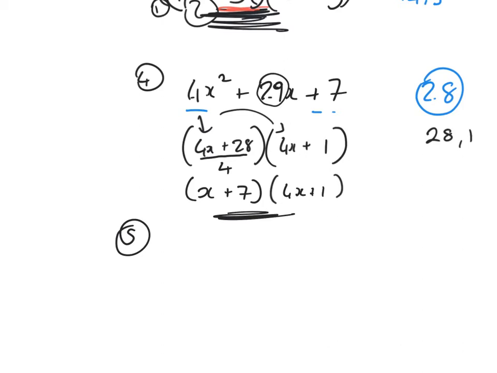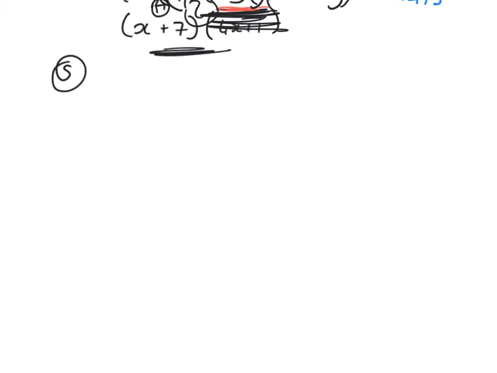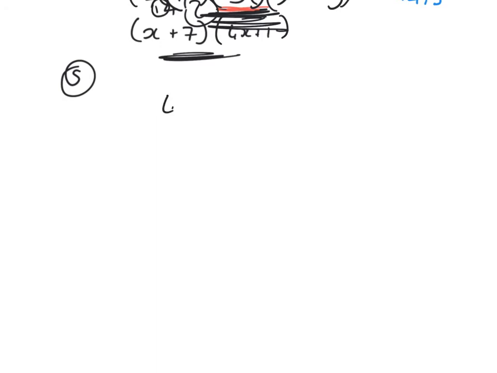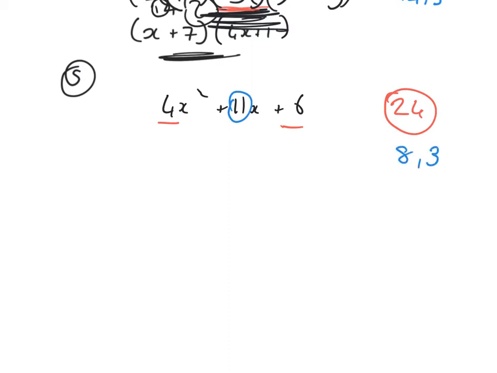Let's take down example 5. Example 5, we've got 4x squared plus 11x plus 6. 4 times 6 is 24. Two numbers that multiply to give 24 and add together to give 11. Take your time and have a think about it. That's 8 and 3.